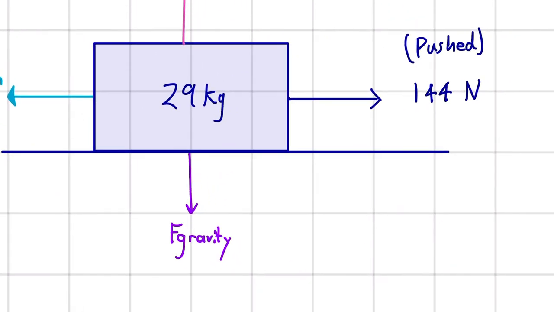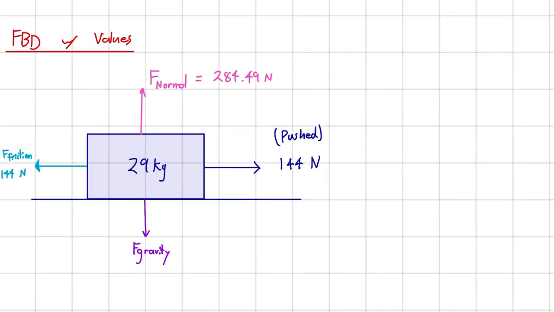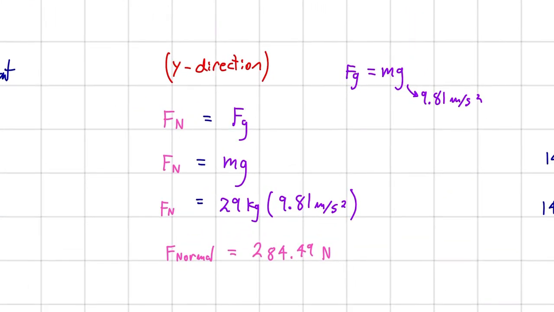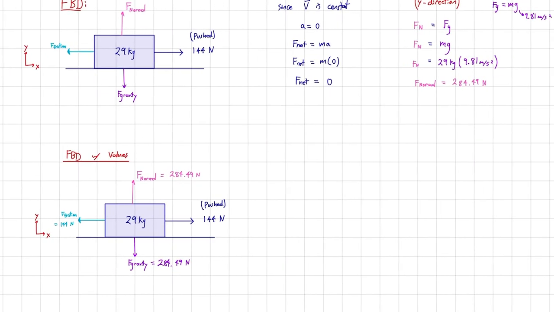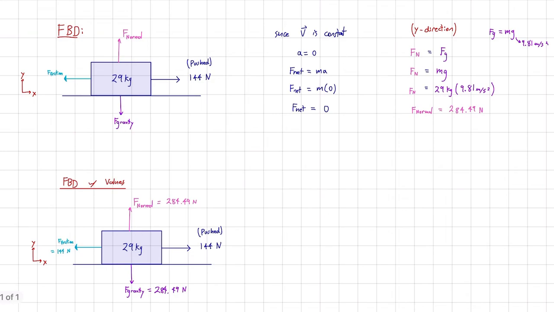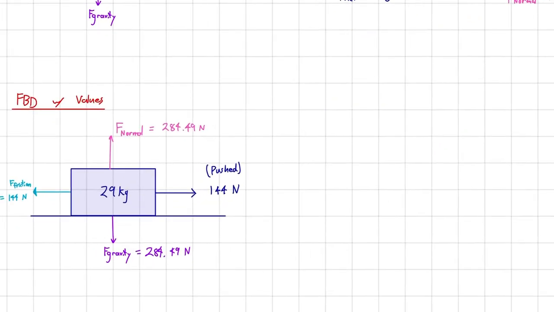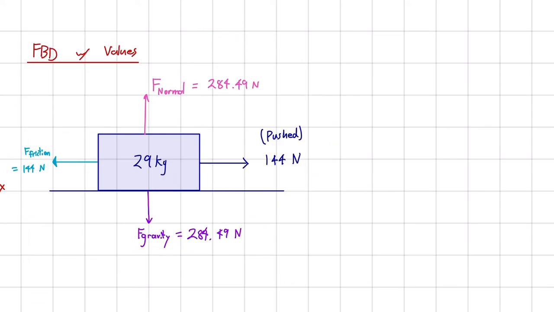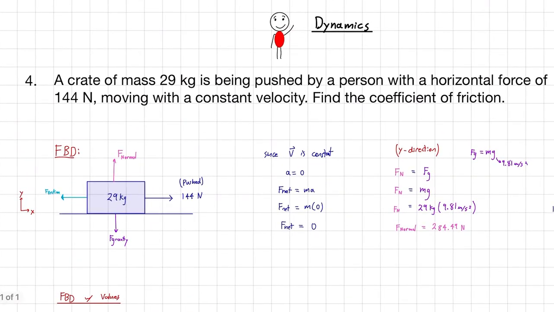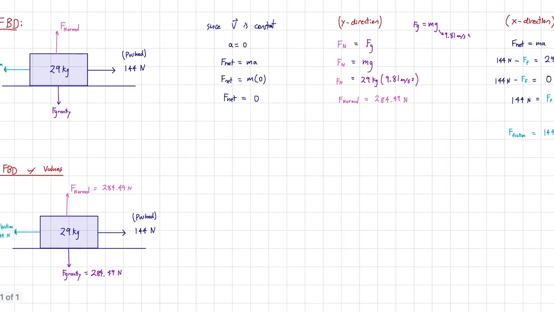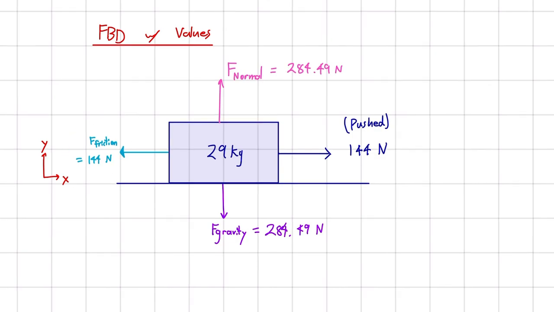And the force of gravity, remember the force of gravity was equal to the normal force. So our force of gravity is going to be the same, equal to 284.49 newtons. So now this is the same free body diagram, but now we have the values plugged in. So going forward, we're going to be looking at this diagram with all our values. And remember the question, we were looking to find the coefficient of friction.